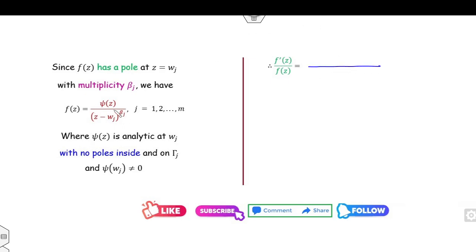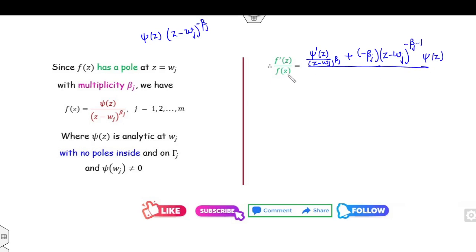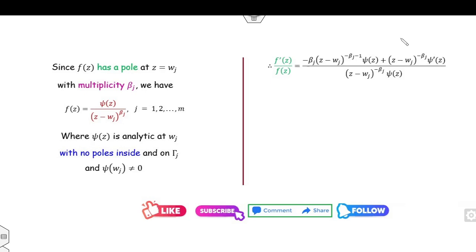I can calculate the value of f dash. So what is the value of f dash? It will be psi dash of z divided by (z minus wj) to the power beta j, plus I can write psi of z times (z minus wj) to the power minus beta j. So it will be minus beta j (z minus wj) to the power minus beta j minus 1, into psi of z, divided by f of z.